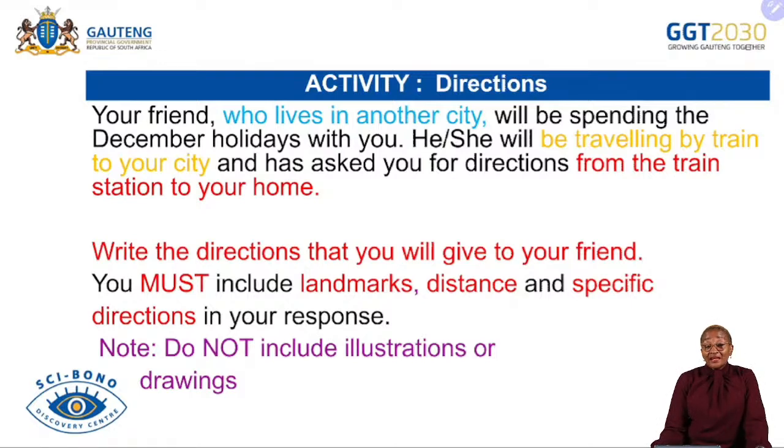Because it's less than 80. So have you responded to the brief? Yes, but how well have you responded to the brief? That is where the problem lies. So it is very important that you must include the landmarks, you must include the distance, you must also include specific directions in your response.